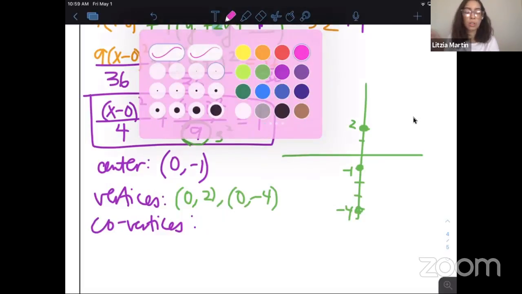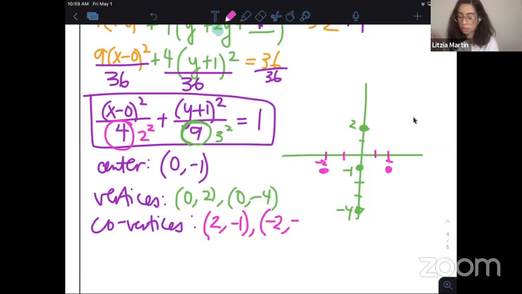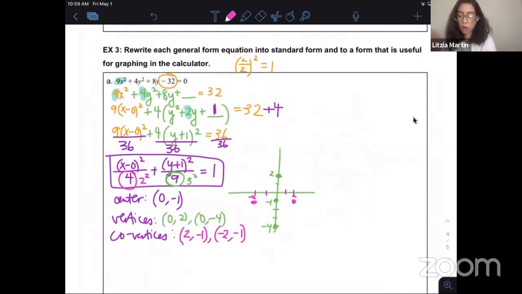And then my co-vertices. If I have a 4 underneath x, that means I'm going to go 2 to the left and 2 to the right from the center. So I'm at my center here. There's 2 to the right, and there's 2 to the left. So those coordinates are 2, -1, and -2, -1. All right, so there are the vertices and co-vertices.